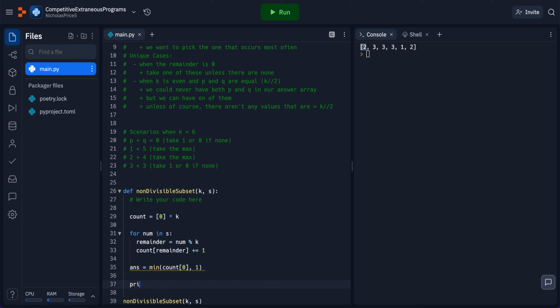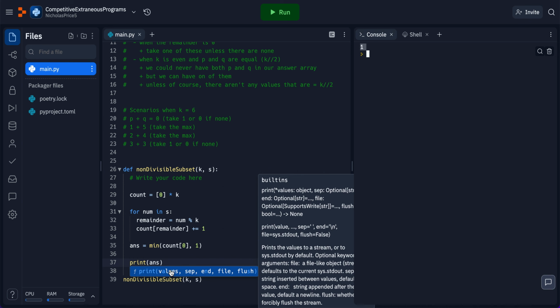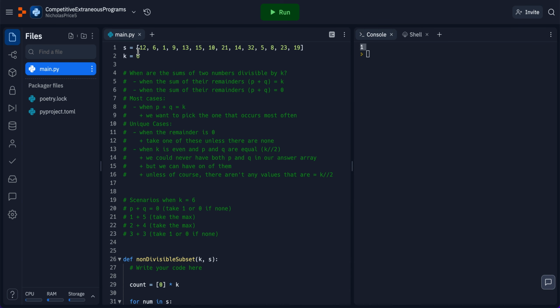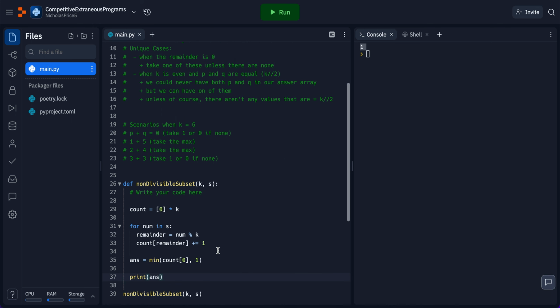Okay, so let's go ahead and print answer. And what's happening here? We're getting 1. Because we know that there are multiple remainders of 0, but we only want to pluck one of them and add it to our answer array. Okay, awesome. So we have taken care of this scenario.